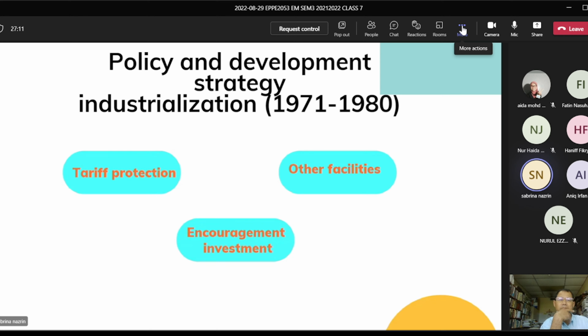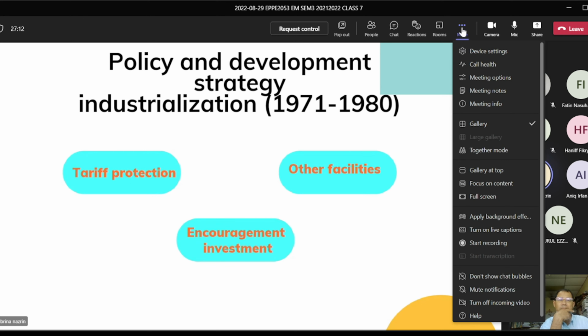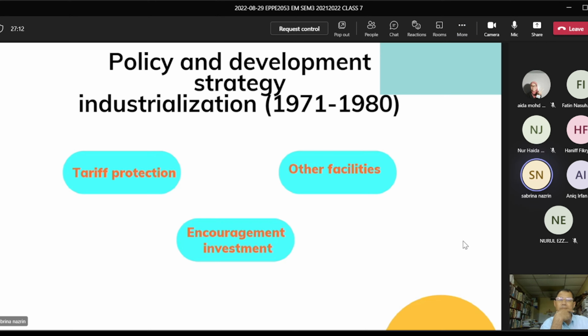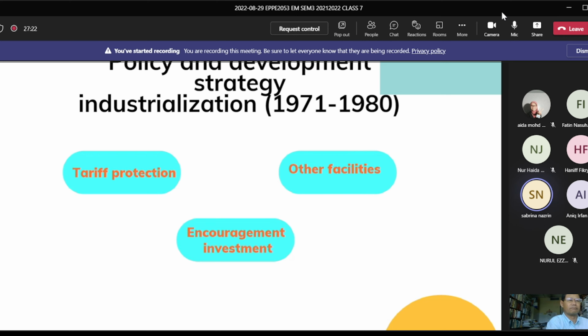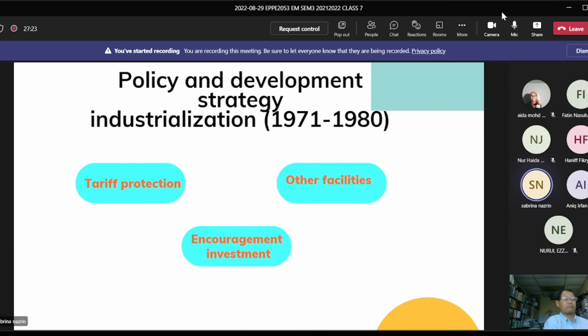For the policy in development strategy of industrialization from 1971 until 1980, the first one is tariff protection, which is tariff on imported goods, import quota, exemption from custom tax on machinery and equipment, exemption from excise duty on raw materials. The second one is encouragement of investment. Approval of pioneer status, which is tax exemption.